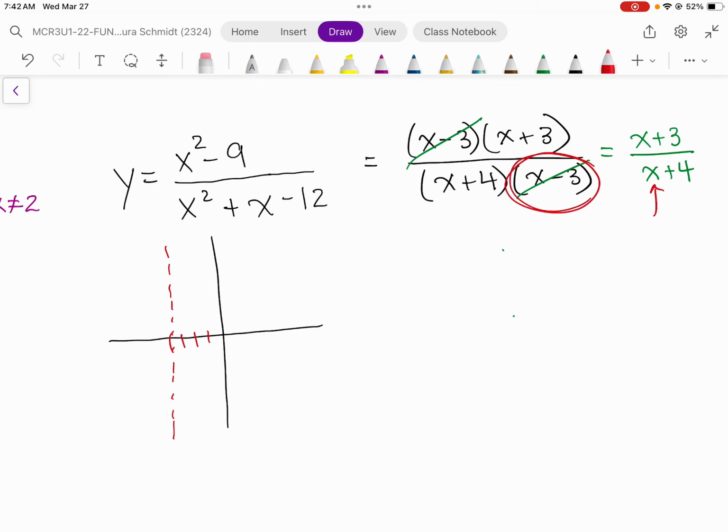Now, the thing that we canceled out actually has an effect on the graph. It creates a hole there. So we just think about, okay, what value of x would make x minus 3 equal 0? Well, if x were equal to 3, 3 minus 3 would be 0. So actually what happens when x is 3 is there's a hole in the graph there. So if our graph looks something like this.